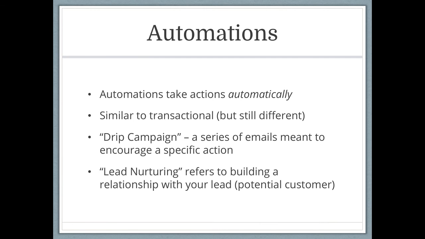So talking about automations, automations are emails that take actions automatically. They're similar to transactional emails, which we chatted about earlier, but they're still different. Whereas a transactional email might be something regarding an order notice or canceling a subscription, an automation could be a welcome email when they first sign up, but it also can be a series of emails that's just meant to encourage a specific action of any type. So it can be a drip campaign for someone who's been subscribed to your service for a long time.